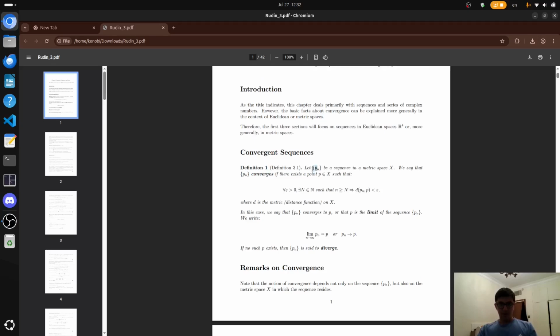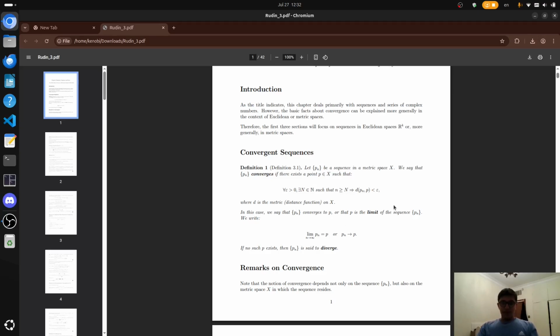So we define a convergent sequence like this. Let Pn be a sequence in a metric space X. We say that Pn converges if there exists a point P in X such that for all epsilon greater than 0 there exists N in the natural numbers such that n greater than or equal to N implies that the distance between Pn and P is less than epsilon.